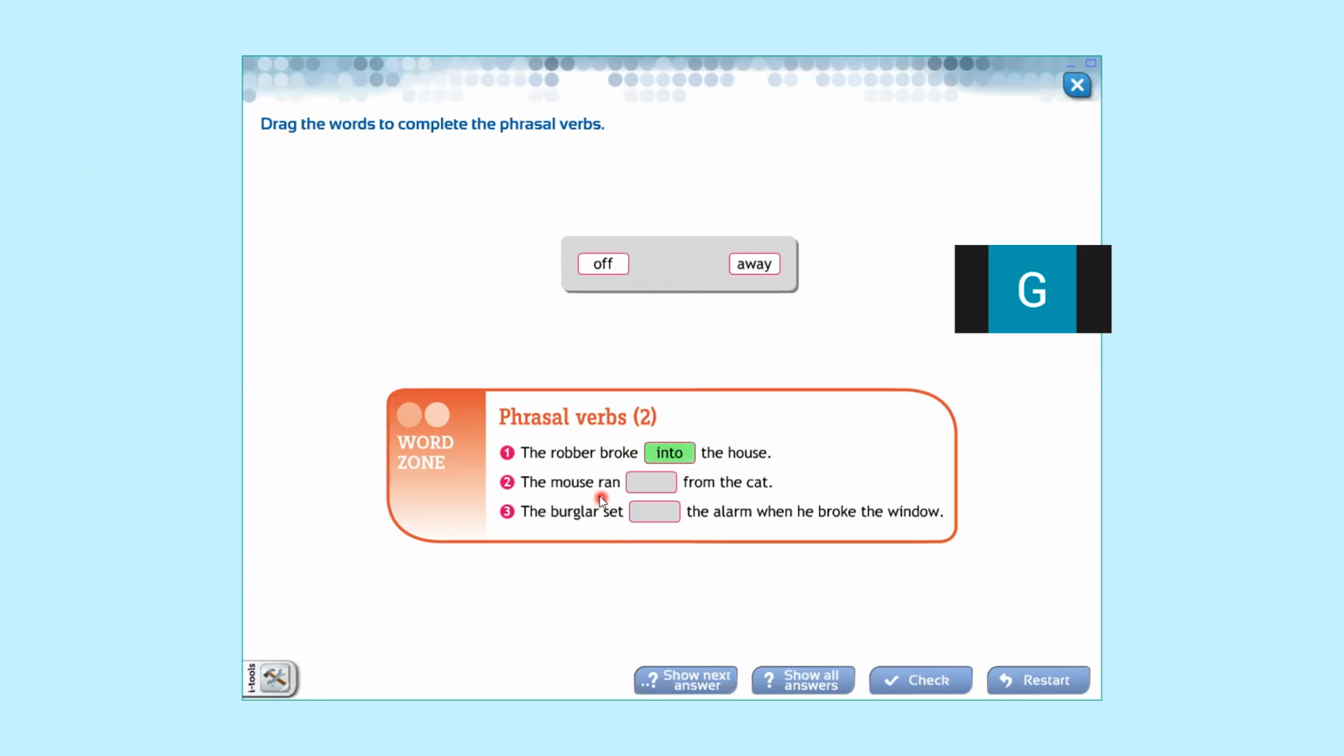The rubber ran away from the cat. Okay, away from the cat. And number three? The girl set off the alarm when he broke the window. Very good. Remember, when we talk about this, broke into, what is into? When you get inside this, okay?